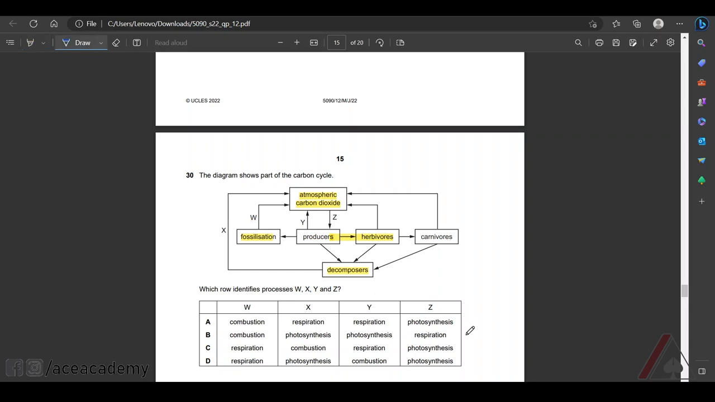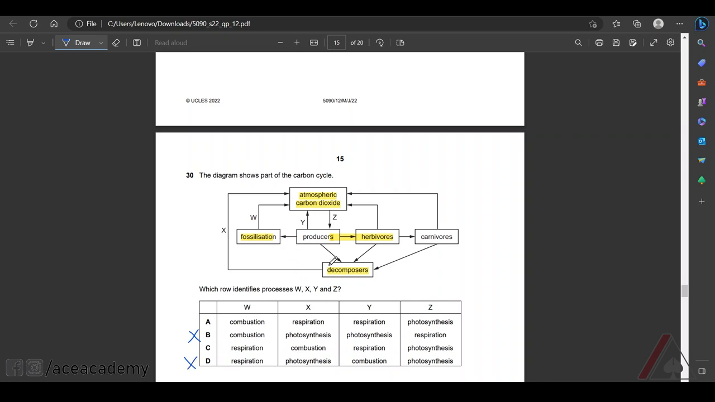Option B says that is respiration, so option B is wrong. Now let's see the other processes linked with producers. This one releases carbon dioxide to the atmosphere. This one's also quite obvious. This should be respiration. As producers, they also need respiration to produce energy for their other metabolic activities. So Y should also be respiration. In option D, it says combustion. In option B, it says photosynthesis. So those two are wrong. So our answer is narrowed down to between A and C.